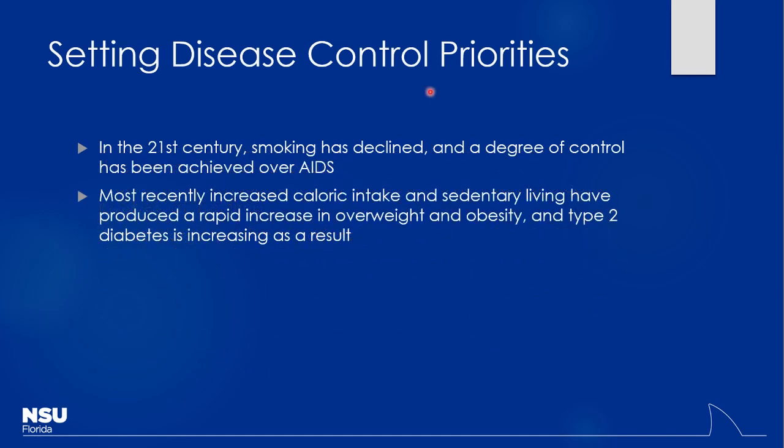But in the 21st century, you see things like smoking has declined. Certainly not all smoking, as we're seeing with some of these e-cigarettes and things like that. But certainly in terms of HIV and AIDS, we've developed a bit of a level of control over that, right? So for the majority of people with HIV nowadays, do they die from that disease necessarily? Not really, right? They're living a lot longer. They're actually dying of other complications, right?